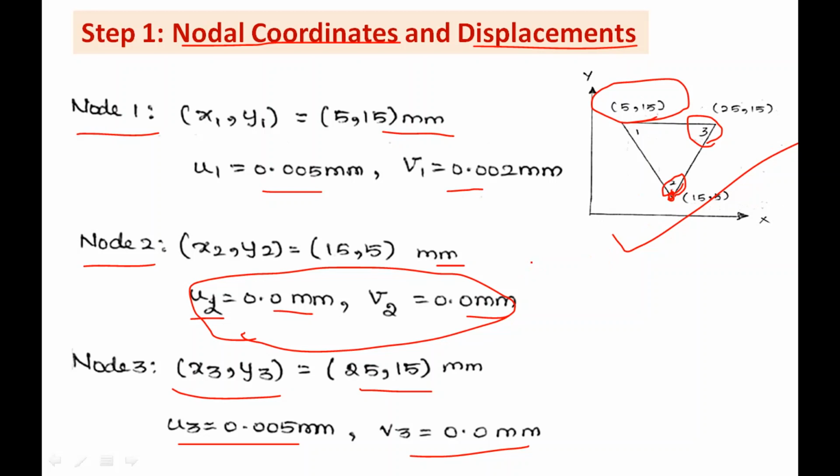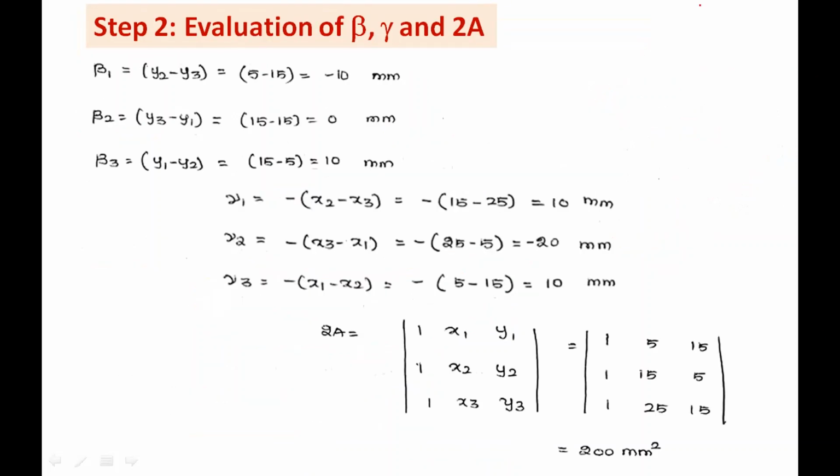We are going to find the two matrices. First we have to find the B matrix, then we have to find the D matrix, then only we can find the stress matrix sigma. To find the B matrix, we need beta values, gamma values and 2A values. Okay. First we will find this one, evaluation of beta, gamma and 2A.